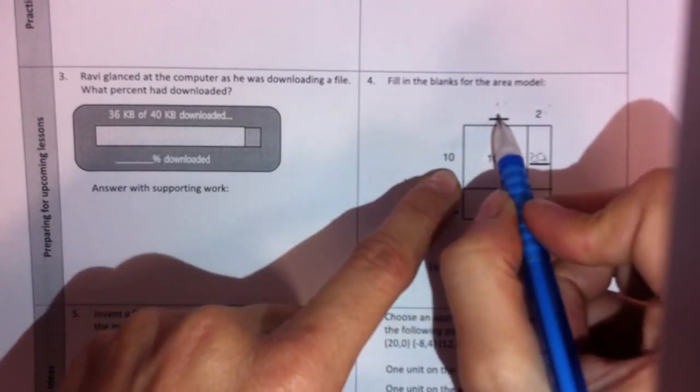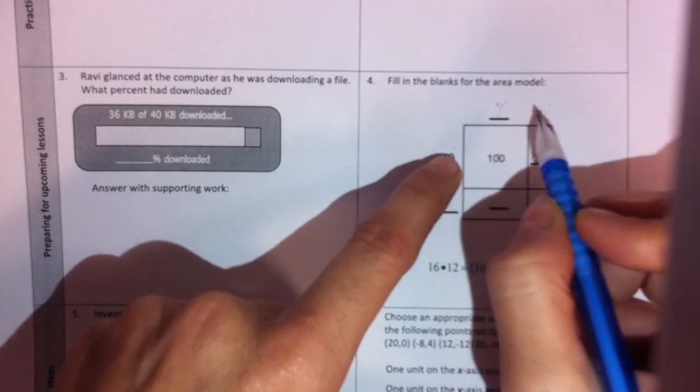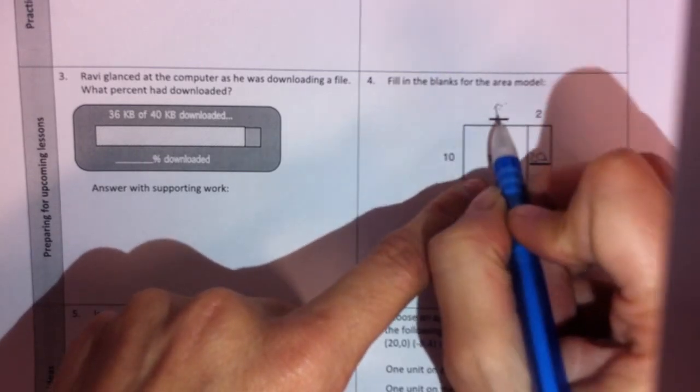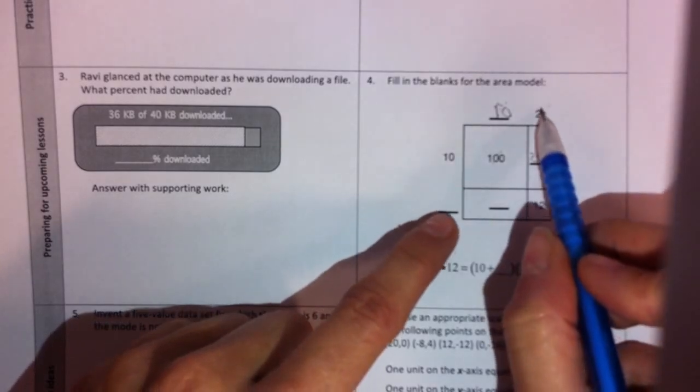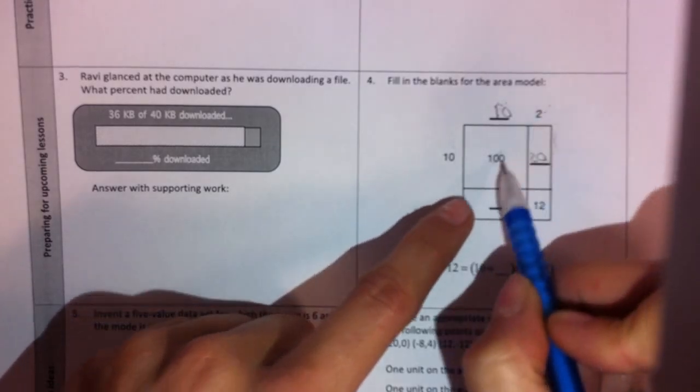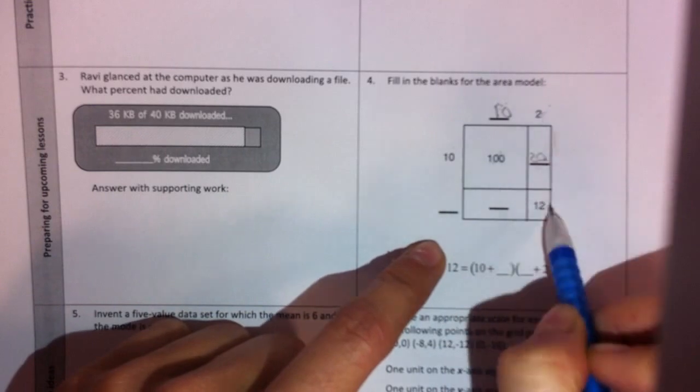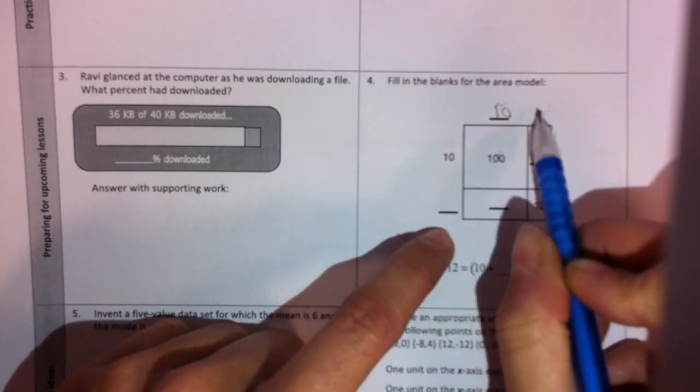10 times what is 100? What number would have to go here? 10 times what equals 100? Well, it'd have to be 10. All right. Now look here. 2 times what has to equal 12? 2 times what equals 12? Well, it has to equal 6. Good. And you can fill in the rest.